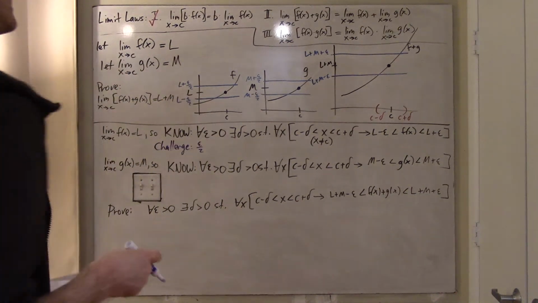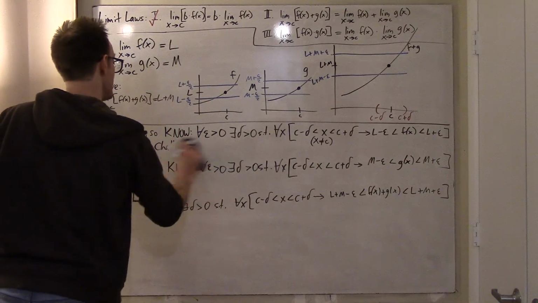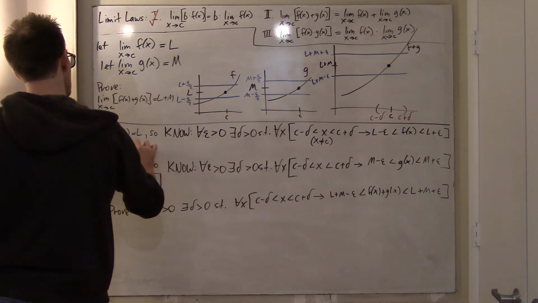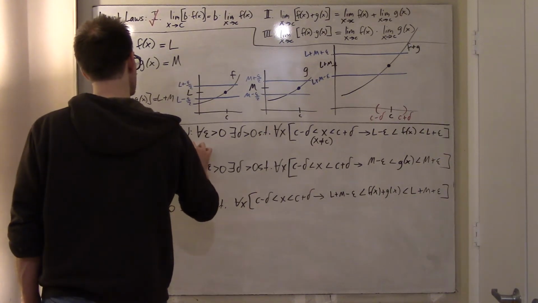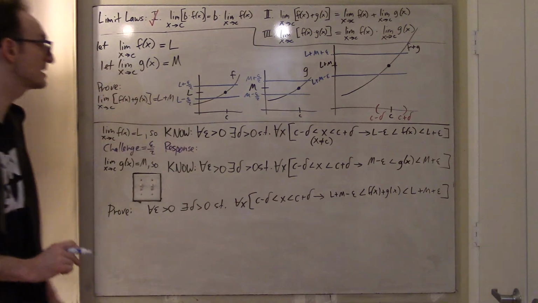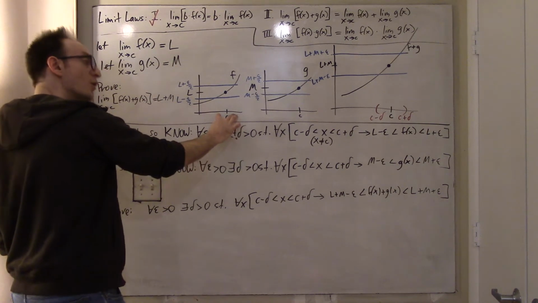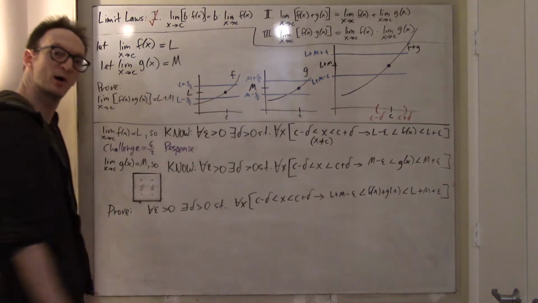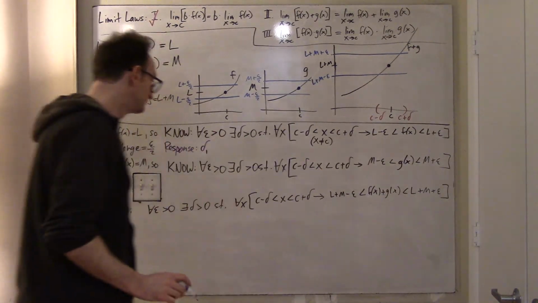Do I have enough room for this? Let's see. Maybe I'll write it over here. My challenge is epsilon over 2. And then there's a response. What is the response? The response is how close to C I must be in order for my outputs to be within epsilon over 2 from L. Let's call that response delta 1.